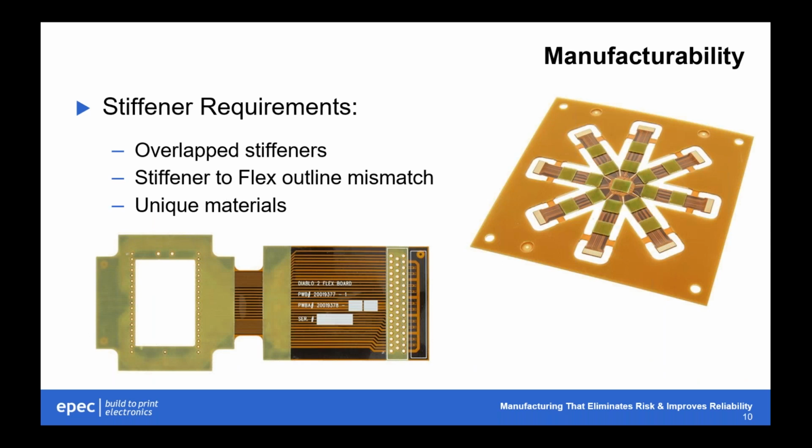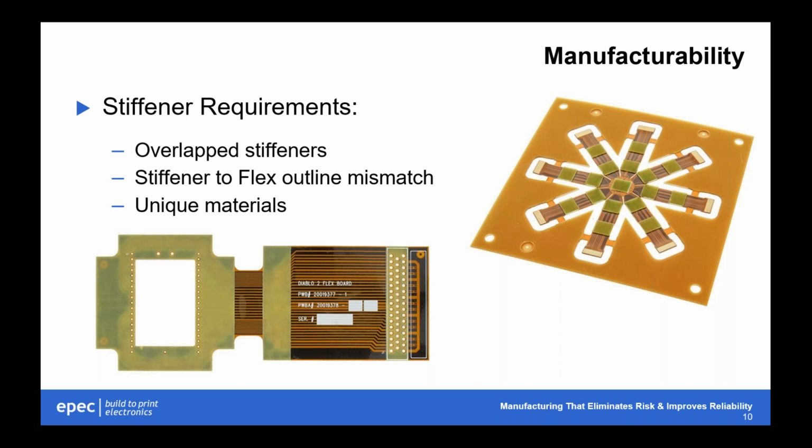Another element of manufacturing is the stiffener requirements, with stiffeners being a very, very common requirement in flex and rigid flex designs. Some of the items that we see are customers defining stiffeners that overlap with one another, which can create challenges or manufacturing issues with trying to laminate those stiffeners onto the flex circuitry. We often see the stiffeners not matching the outline of the flex, which, again, in turn, can create some significant challenges.